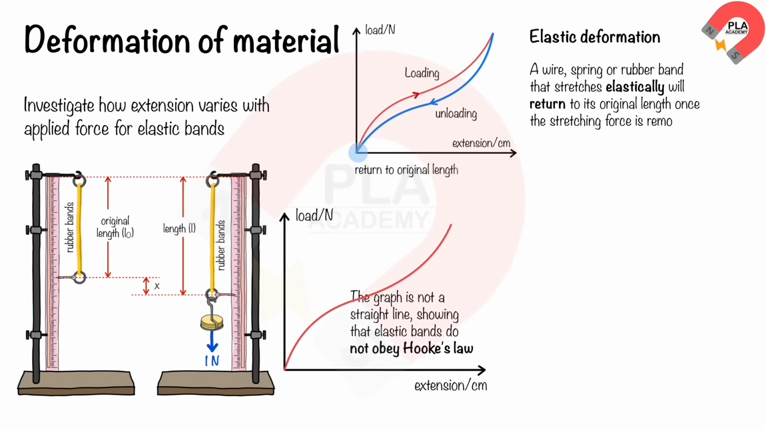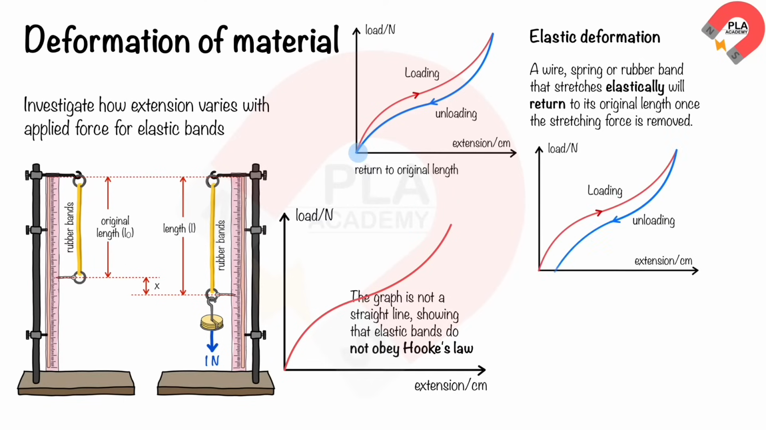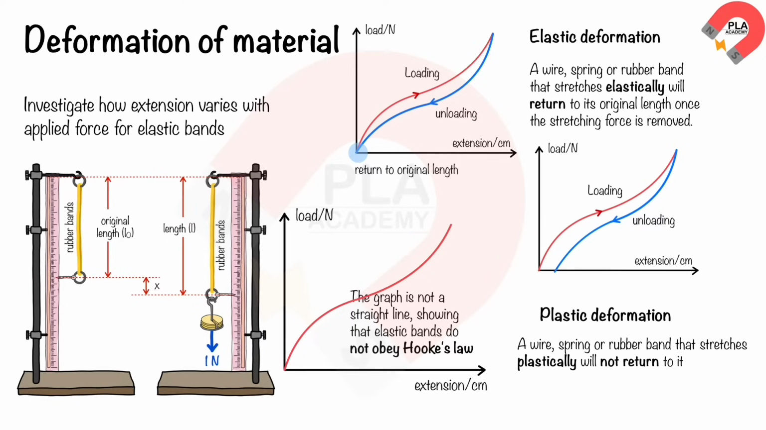If the graph of load against extension of a material when it is loaded and unloaded is like this, as shown, this shows that this material stretches plastically. This is called plastic deformation. This means that a wire, spring or rubber band that stretches plastically will not return to its original length once the stretching force is removed.